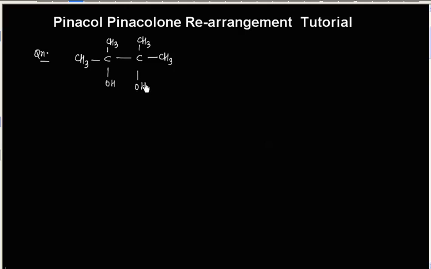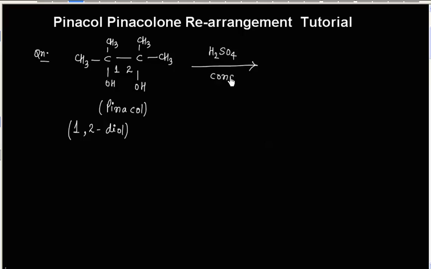Now this molecule is called Pinacol. This is a 1,2-diol. So this is an example of 1,2-diol. Now what will be the product if this compound is treated with H2SO4? Generally concentrated H2SO4 is taken. So we have to write the major product for this reaction.